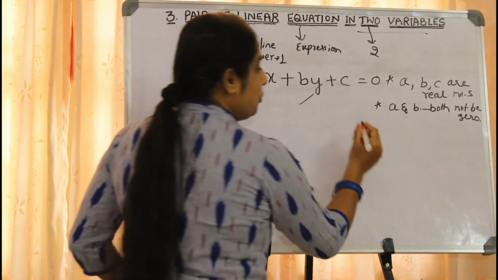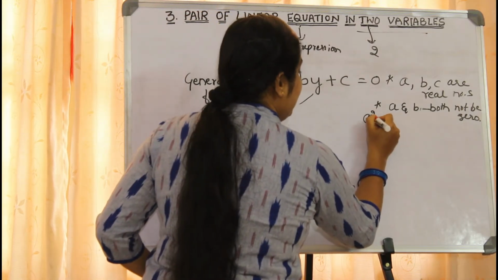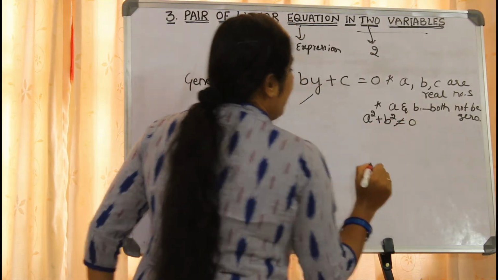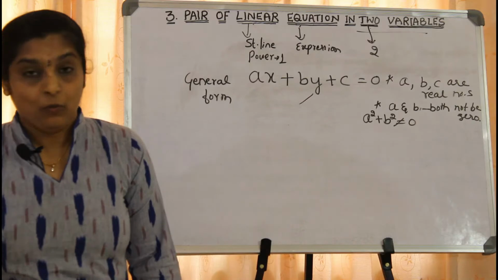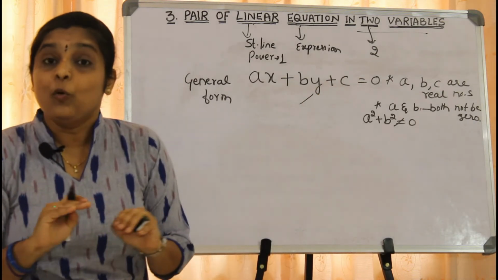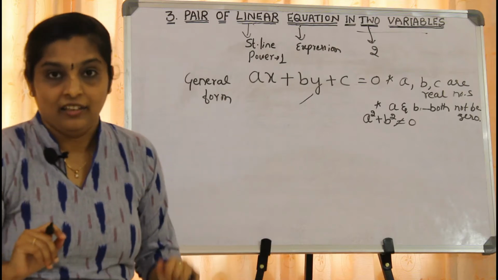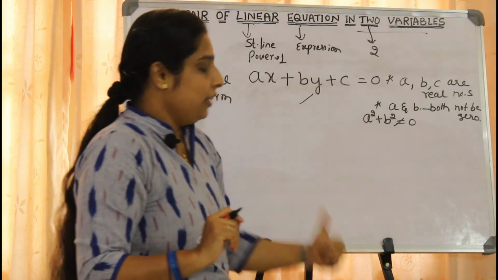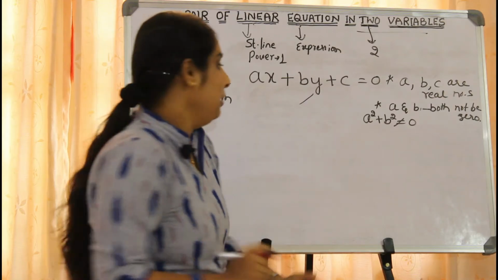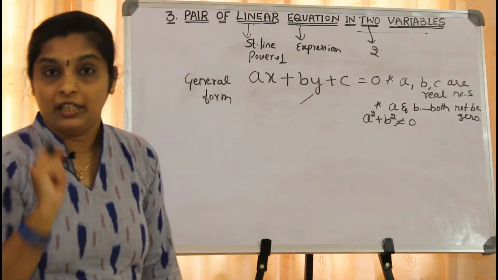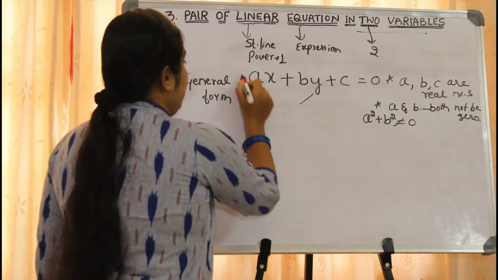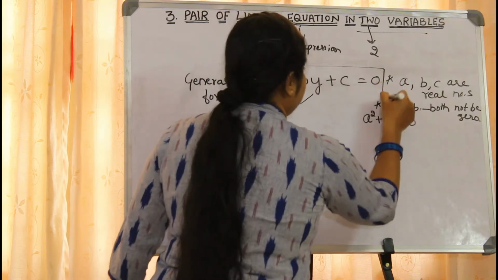This a and b both should not be equal to 0 is represented by a square plus b square not equal to 0. And if a and b become equal to 0, then c also will be equal to 0. Then it won't represent a straight line. So that's why a and b both cannot be 0, and we express it as a square plus b square not equal to 0. Remember, this can come in objectives. Okay, so let us proceed. So this is a linear equation in 2 variables.